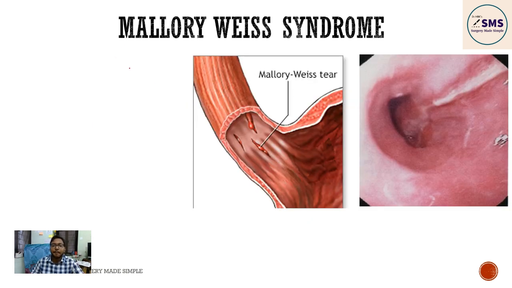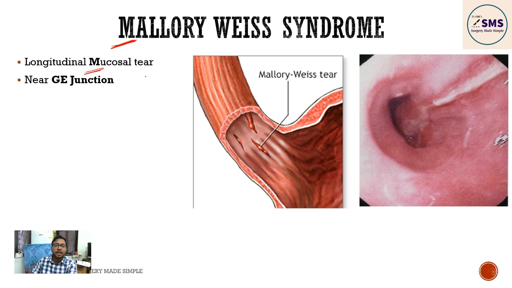Right. Next one is Mallory-Weiss syndrome. Very important. You can simply remember from the first letter: M for Mallory-Weiss, M for mucosal tear. Where exactly is it happening? At the GE junction. Basically, as you can see, it is a longitudinal mucosal tear near the GE junction. And this is the endoscopic picture. As you can see, this is the longitudinal mucosal tear.